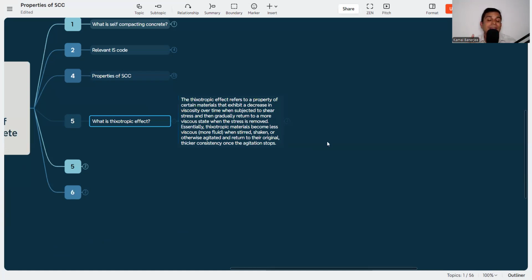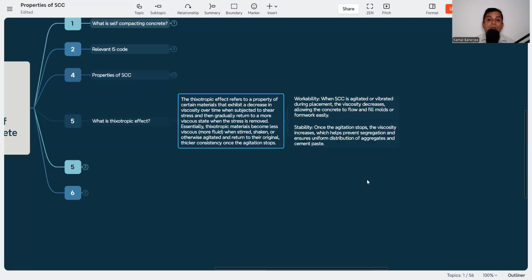So this criterion is very important for self-compacting concrete because it is flowing under its own weight or is agitating. That means it should flow, but it will not segregate. But when there is no shear stress or external force, it will become more viscous, so that it will not flow and it will come back to its original state. So there will be no segregation. So let's see what it is saying again.